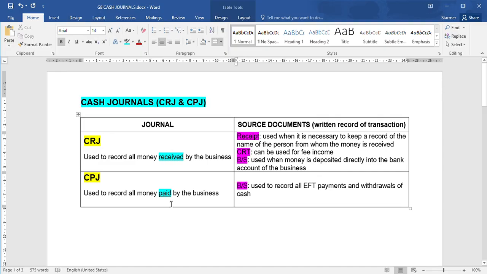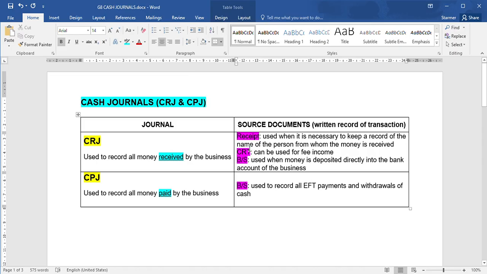Now remember, as transactions take place, they need to be written down, and those get written down on what we call source documents. So a source document is a written record of a transaction, and you obviously need to do that because if you don't, you will not be able to remember all your transactions.